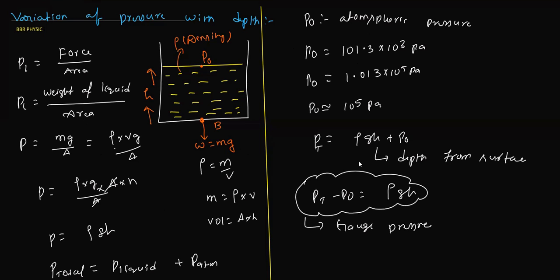So with the depth, what will happen? Pressure increases. Rho g h: if the h value is increasing, pressure will be increasing. So with depth, pressure will be increasing. Therefore, P total minus P naught equals rho g h, which can be called gauge pressure.